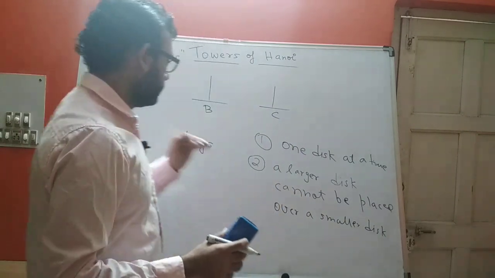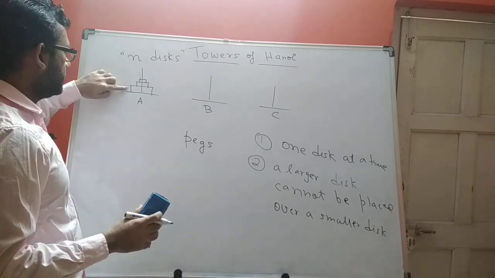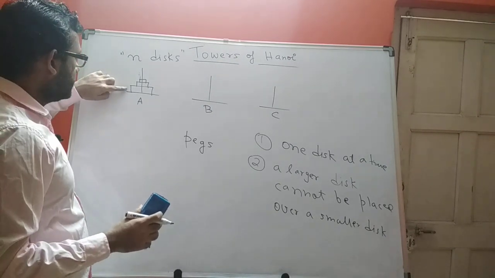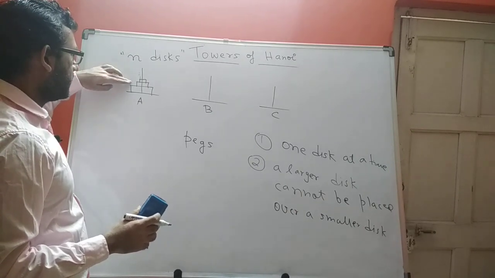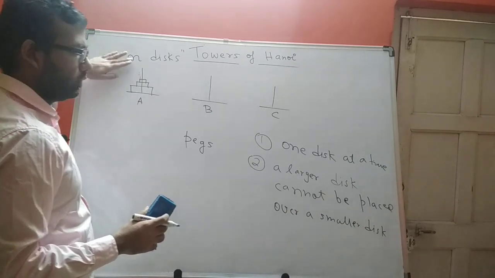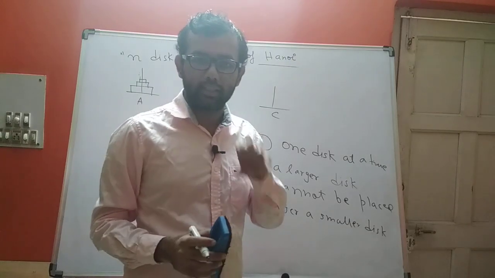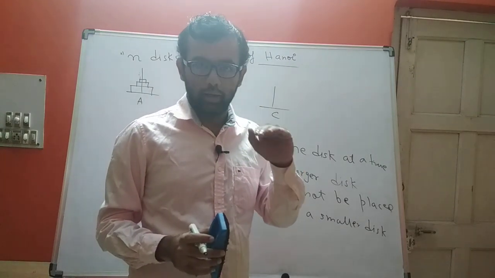That means the largest disc will always be at the bottom. Now above that you will have the second largest, above that the third largest, and so on. That means the smallest disc will be right at the top of the peg.